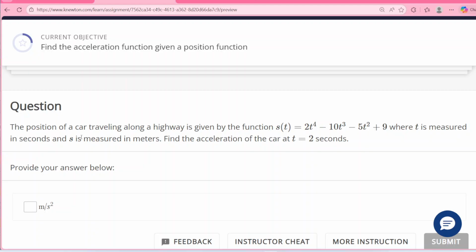All right, so it's another car moving down a straight line highway, right? Its position, the meter mark that it's at any given time, is given by this polynomial here, and t is in seconds. Find the acceleration of the car, which way it's being pushed or pulled, at 2 seconds. So again, hopefully no problem now with polynomials.